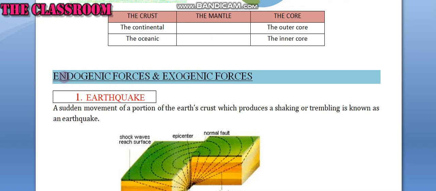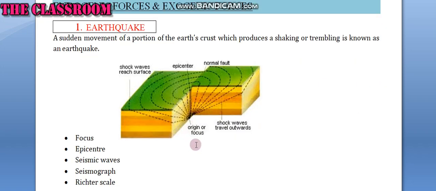Let us discuss endogenic forces, that is earthquake. A sudden movement of a portion of the earth crust which produces a shaking or trembling is known as earthquake. See children, see here the place where the earthquake starts, the point where these vibrations originate is called the focus of the earthquake. The point of the earth's surface directly above the focus is called epicenter. See, this is epicenter. This point we are calling as a focus. This is epicenter.